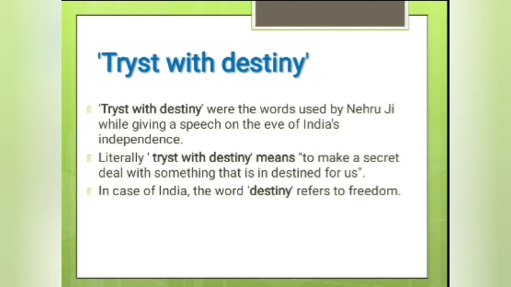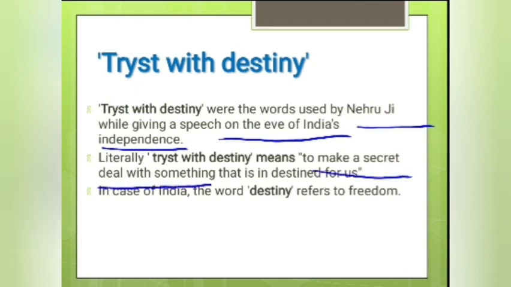Now I'm going to describe what the tryst with destiny was. Tryst with destiny were the words used by Nehruji while giving the speech on the eve of India's independence. And what is the literal meaning of tryst with destiny? It means to make a sacred deal with something that is destined for us. In the case of India, the word destiny refers to freedom. So he was talking about freedom. Understood? Because freedom came with the partition of the country, which made people homeless. This was a very big challenge, and this was the moment all Indians had been waiting for.